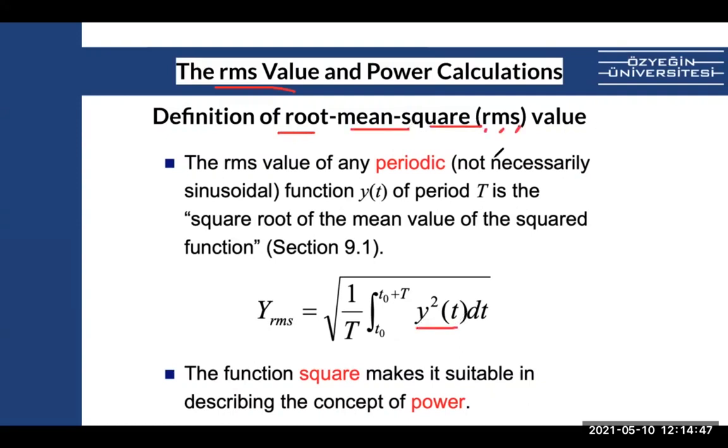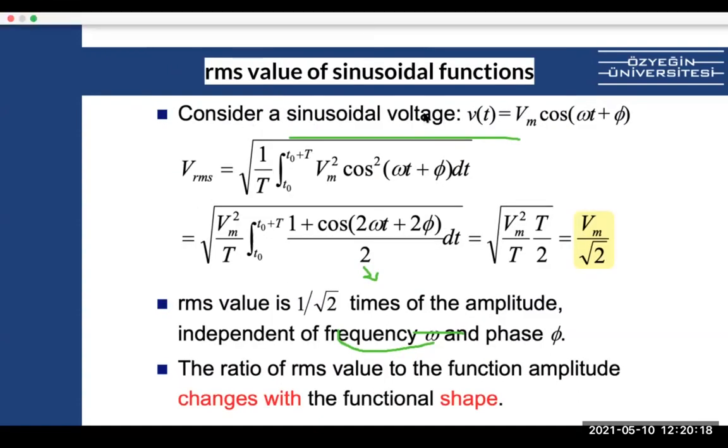So you take the square, then you take the mean. See, this is how you take the mean. You take the integral of it between 0 and T, a period, and you divide it by the period. The RMS value of a sinusoidal function.